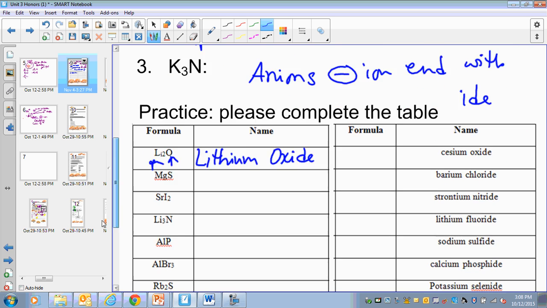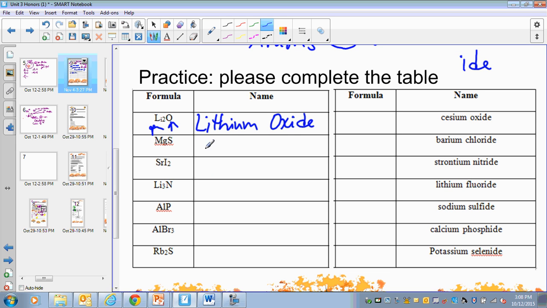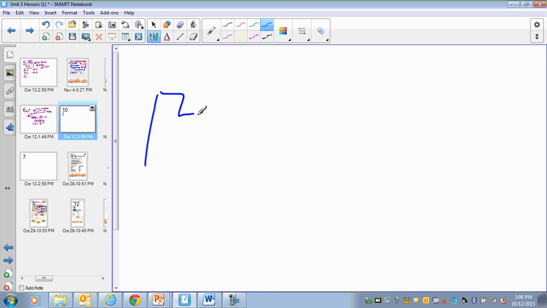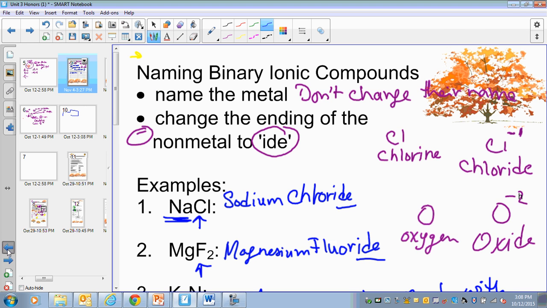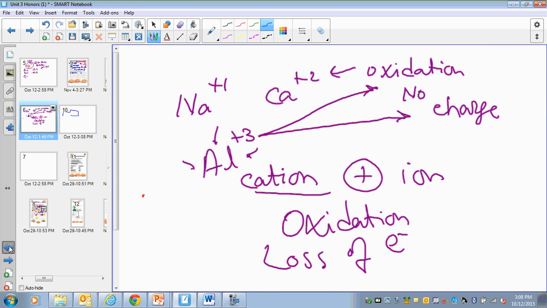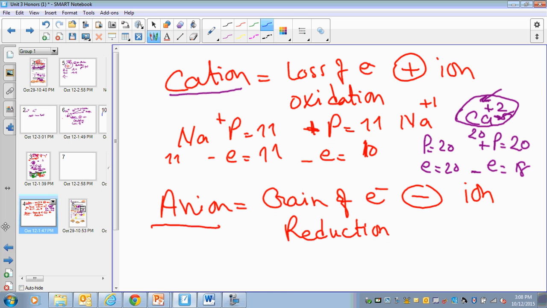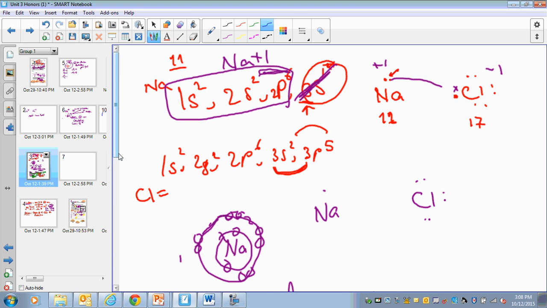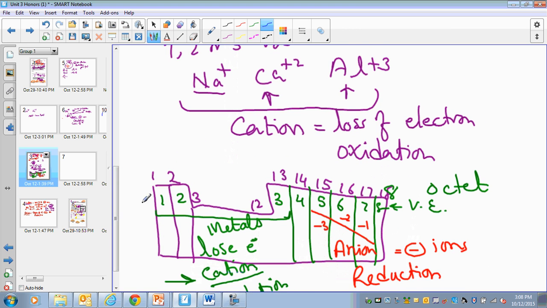So lithium oxide, magnesium sulfide, so all of these will end with ide. Cesium, so how do you write the formula of cesium oxide? So you go to the periodic table, get the charge for cesium. Cesium is in group 1. Okay, so let me draw the periodic table. I have a periodic table somewhere, yes. So cesium is right here.